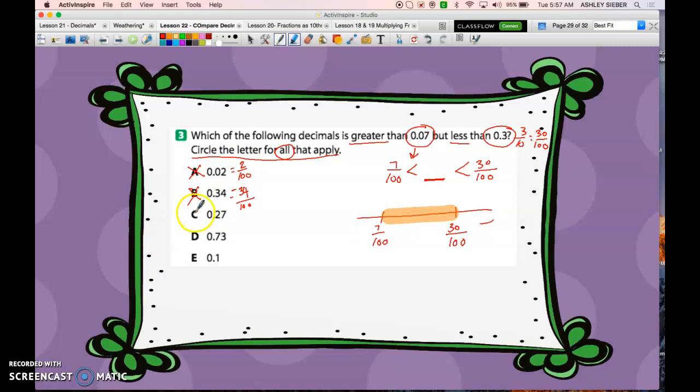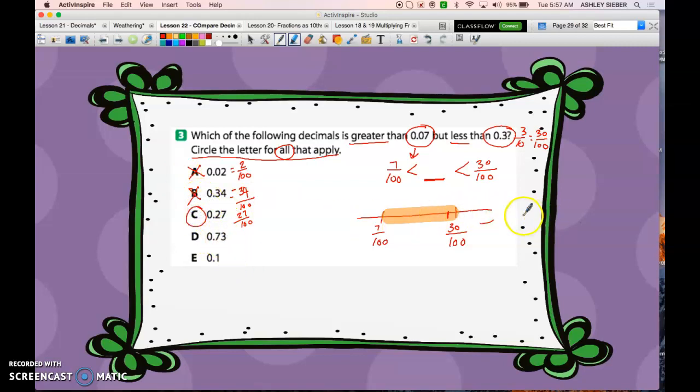All right, welcome back, guys. So I know this is equal to 27 hundredths. 27 hundredths, if I'm counting 700, 800, 900, 1000, 1100, 1200, so on and so forth, 27 hundredths would be probably about right here, right before I get to 30 hundredths. So 27 hundredths is greater than 7 hundredths. It's bigger than 7 hundredths, but it's less than 30 hundredths, so C is correct.